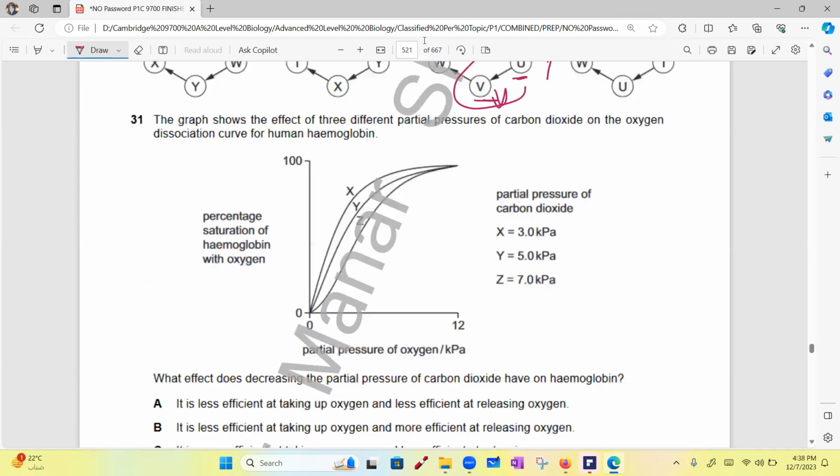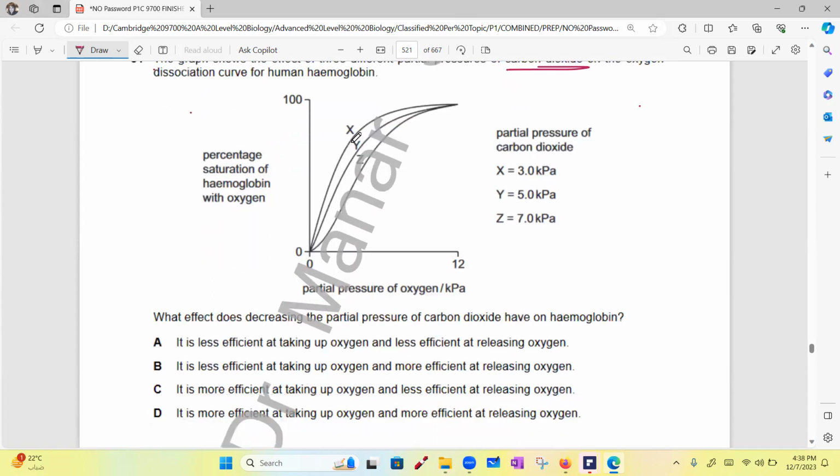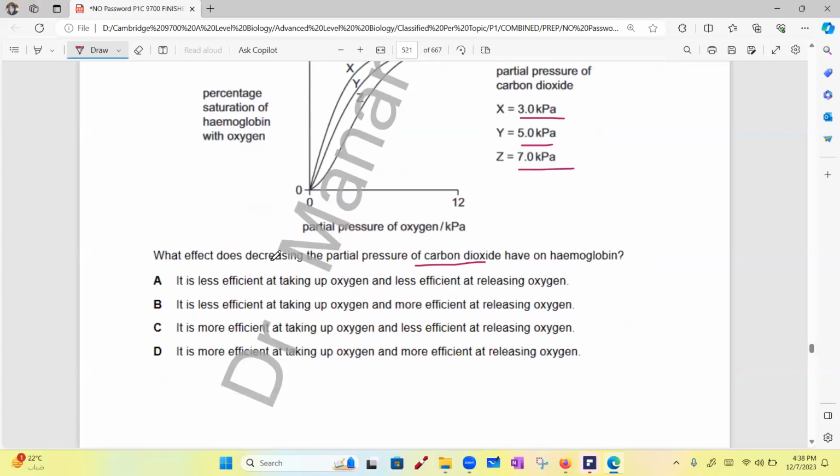Okay, again, who do I have? Farouk. The graph shows the effect of 3 different partial pressures of carbon dioxide on the oxygen dissociation curve for human hemoglobin. I have X, Y, and Z. X when the partial pressure of carbon dioxide is 3, Y when it is 5, and Z when it is 7. Okay, what effect does decreasing the partial pressure of carbon dioxide have on hemoglobin? Farouk, give me an answer to this question without looking at even A, B, C, or D. If I have less CO2, how will this affect the affinity of hemoglobin to oxygen?